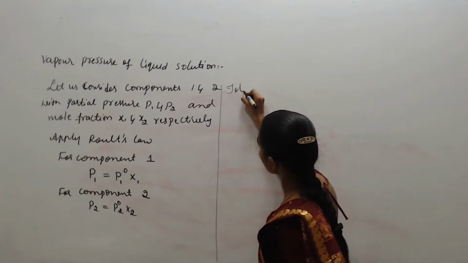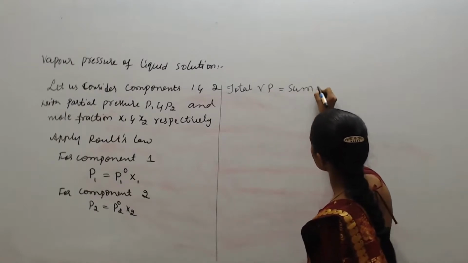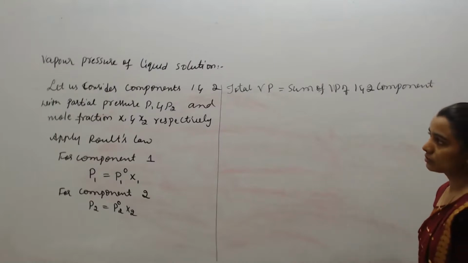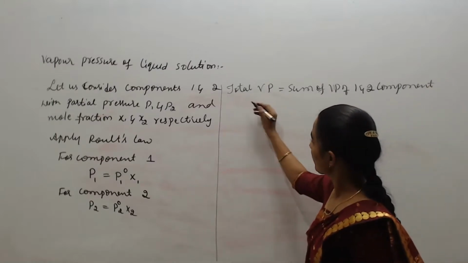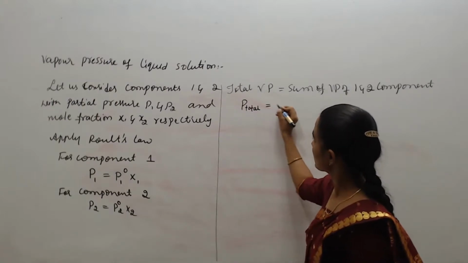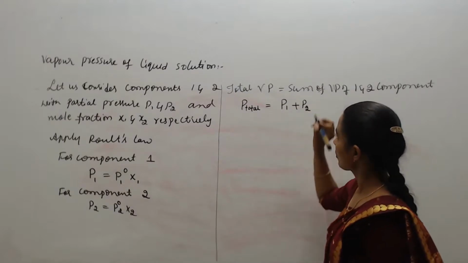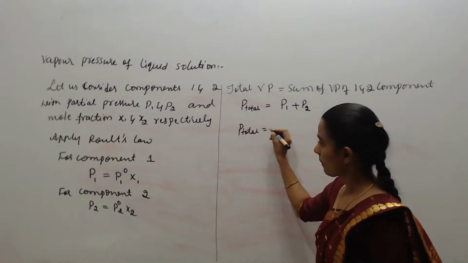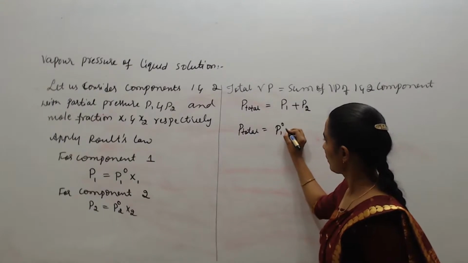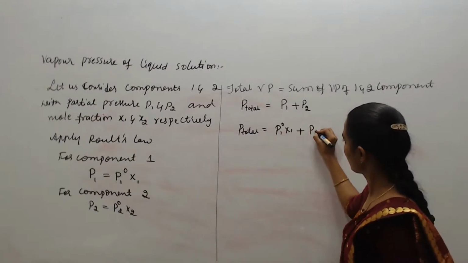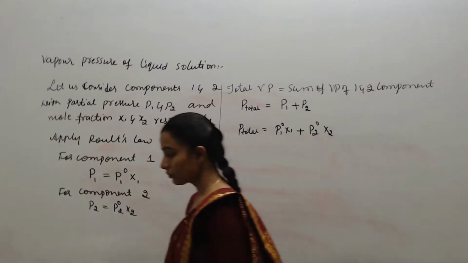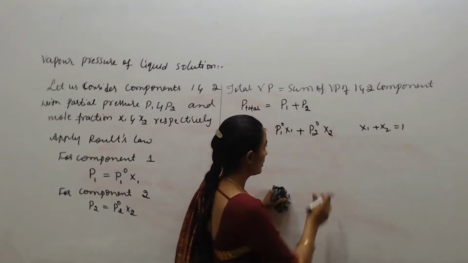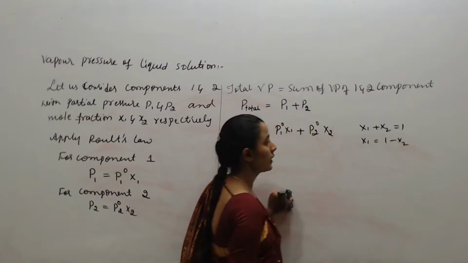Okay, so now we know that the total vapor pressure is equal to the sum of the vapor pressures of components 1 and 2. So P total is equal to the sum of the individual pressures P1 and P2. So P total is equal to P1 naught X1 plus P2 naught X2. Okay students, in this we know mole fraction X1 plus X2 is equal to 1. Here X1 is equal to what? 1 minus X2. So you apply here.